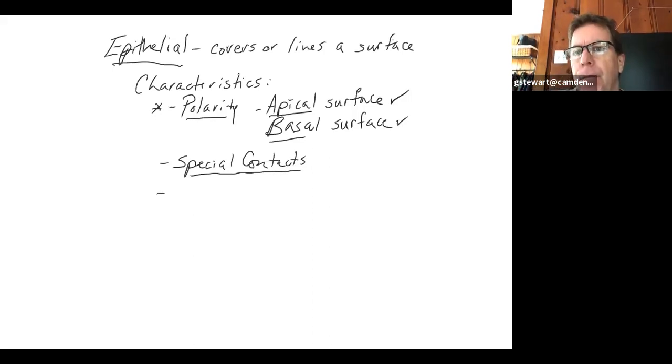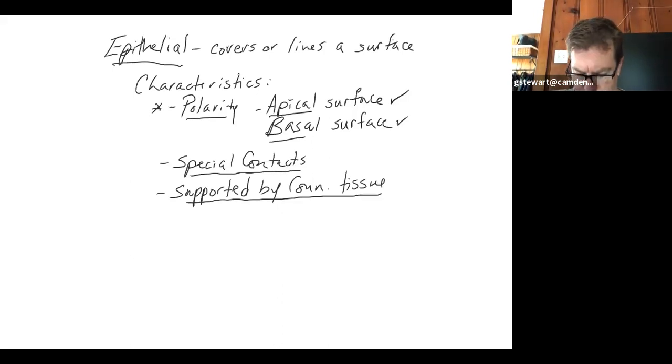Third, all epithelial tissues are supported, that's a U, supported by connective tissue. That's on the basal surface, obviously. So usually there's a reticular type of tissue and some sort of a basement membrane or basal lamina of connective tissue that just helps glue the epithelial cells or epithelial tissues to deeper tissue.